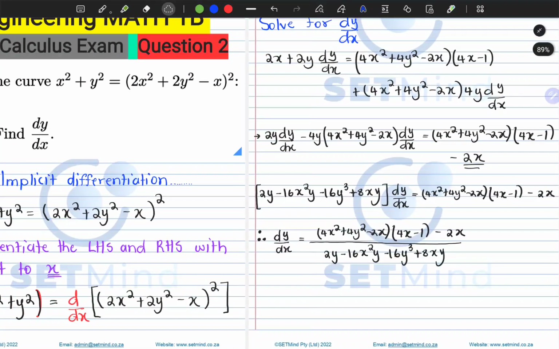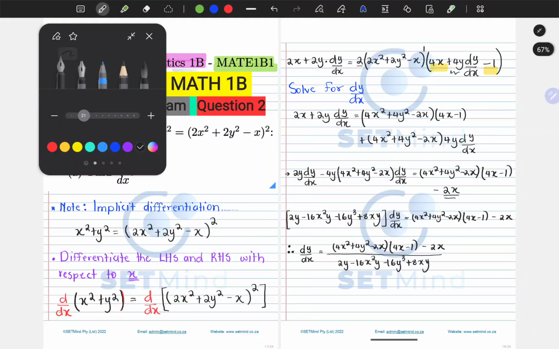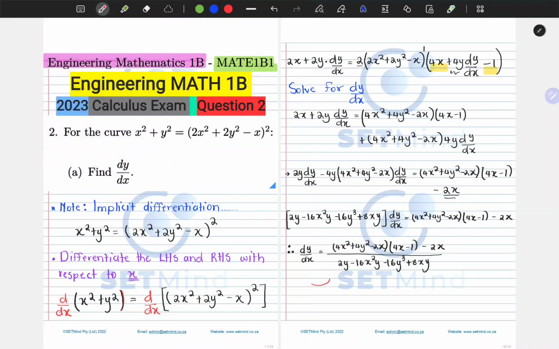So that becomes our final answer for the first question, and I hope you do understand. So this here becomes our final answer. So that is what our dy/dx is equal to.